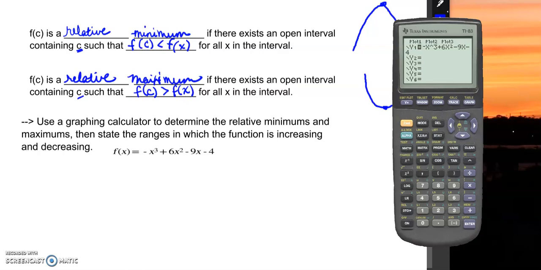Okay, we are back to finish up section 2.1. In this video, we're going to talk about how to use your graphing calculator to find the relative mins, the relative max, as well as the ranges where a function is increasing and decreasing.